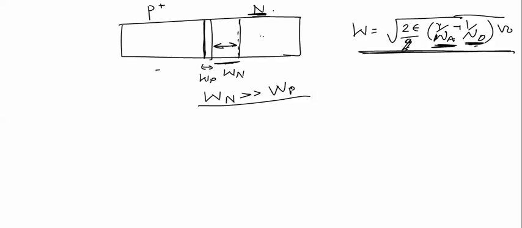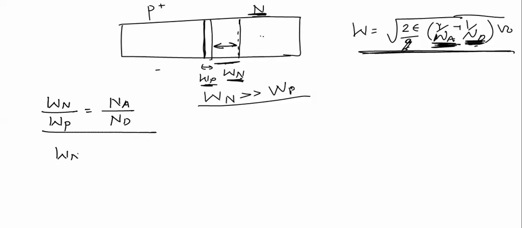And also in a step graded PN junction, the depletion layer widths on both the sides and the doping concentrations on both the sides are related by the equation which is called the charge neutrality equation, which is Wn upon Wp equal to Na upon Nd. This equation can also be written as Wn into Nd equal to Wp into Na. This equation is very important. 2-3 times problems have been asked on this equation.